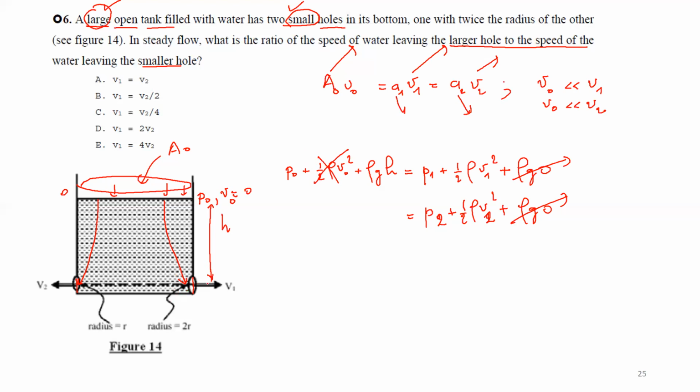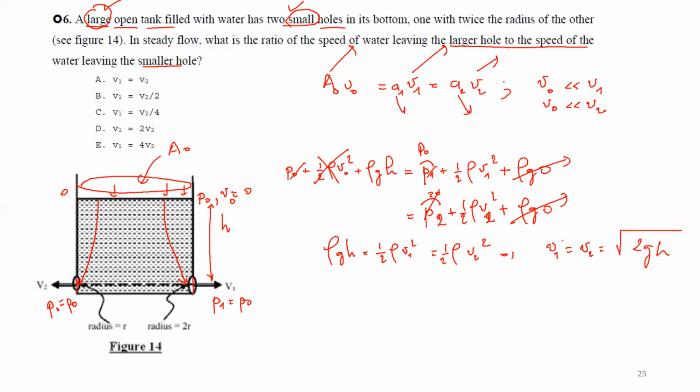Now, what about the pressure here, P1? Of course, it's getting out, it's in contact with the atmosphere. So P1 is equal to P0, which is atmospheric pressure, and P2 is equal to P0. So I end up with what? Rho GH is equal to half rho V1 squared, which is half rho V2 squared. That gives me V1 is equal to V2 is equal to the square root of 2GH.